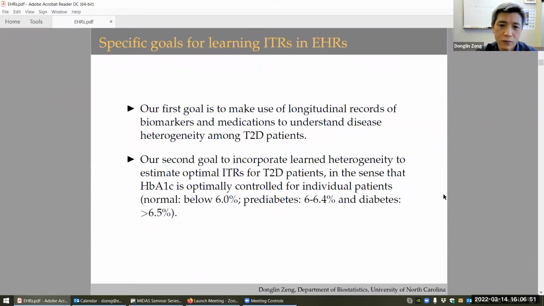So when I say optimal treatment rule, it really means we try to control HbA1c level in this case. Just for your knowledge, for a normal person HbA1c should be below 6.0%. Pre-diabetes is 6 to 6.4%, and diabetes is about 6.5%. But in reality, for type 2 patients, the level can be 8% or 9%, as you can see in the data.